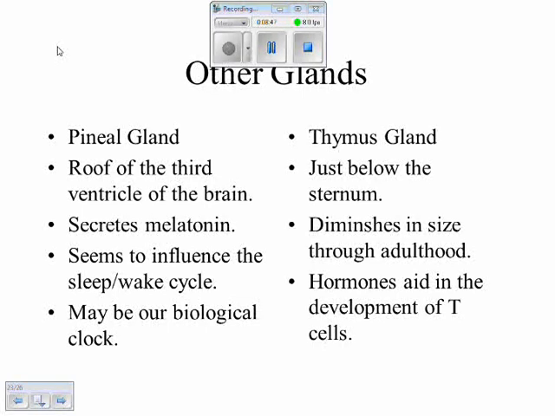Melatonin is a hormone, and what we think its function is it helps to influence your sleep-wake cycle, or what's sometimes called your circadian rhythms. When you're awake, when you're asleep, when you're active, when you're not. It's sort of your body's built-in biological clock.